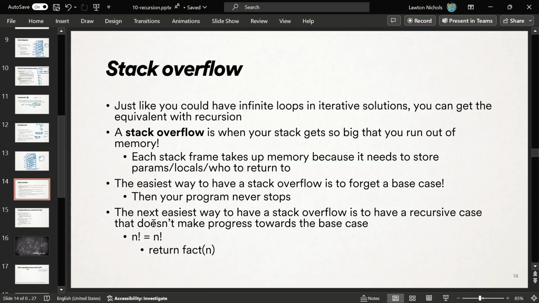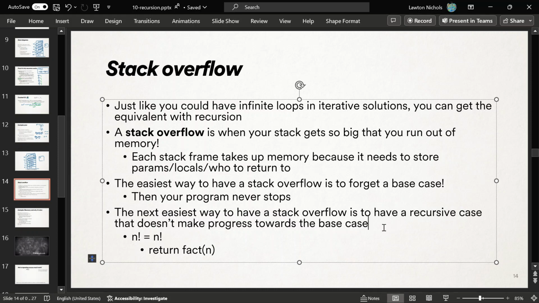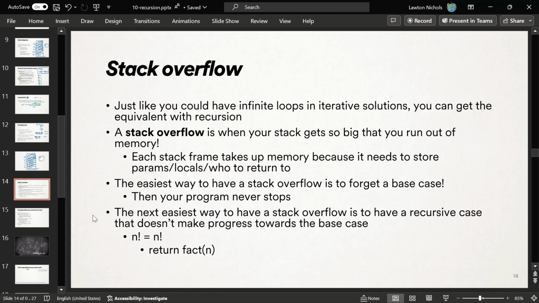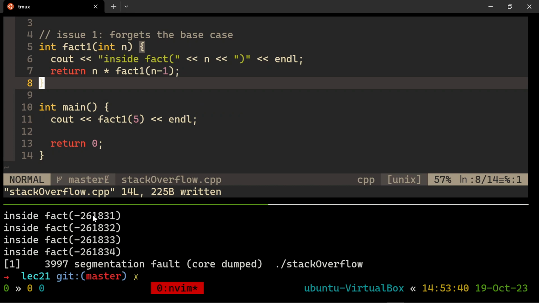The next easiest way to have a stack overflow is to make a recursive case and not make progress toward the base case in that recursive case. You have to call something smaller. If you don't do that, you're just like, all right, the factorial of n is the factorial of n. Then it's going to mess up and it'll just keep calling itself again. All right, so let's show that. So that's the other way of messing up.